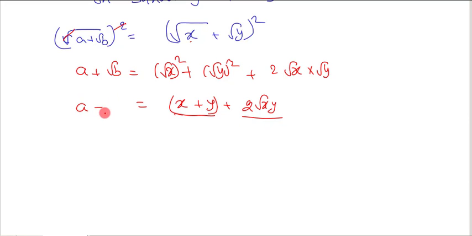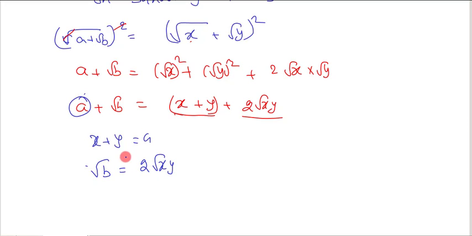Now in this, what is the rational term? In this we have the rational term as a. That means we need to compare x plus y is equal to a, and on comparing irrational coefficients, root b is equal to 2 root xy. By comparing, you are going to get the x and y values, so that you get the square root of the given number.